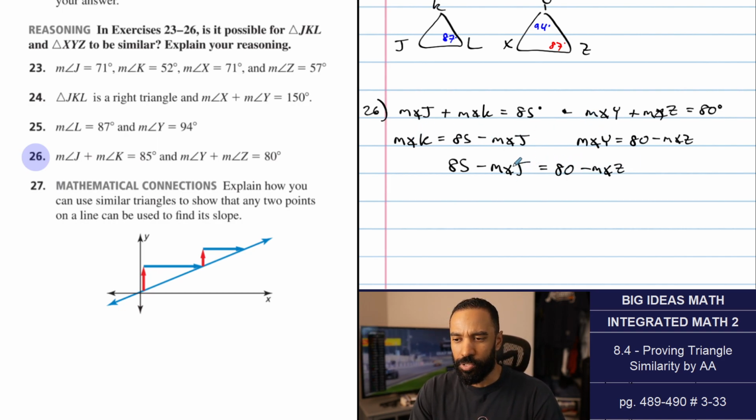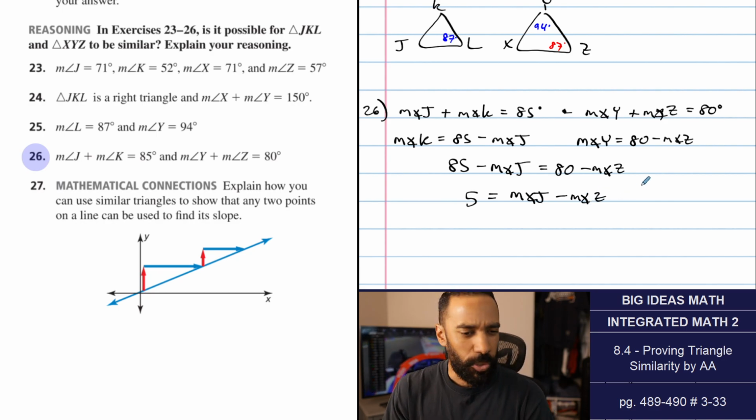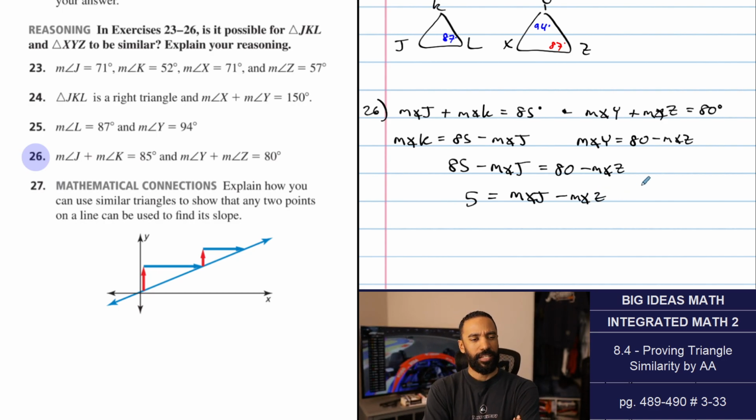So what happens if I do something like add these to both sides, or subtract these from both sides? I really just want to play with having these on the same side of the equation or something. If I subtract 80 over, then I get 5. And if I say add the measure of angle J over, measure of angle J minus measure of angle Z would have to be 5. Does that do anything for me? J and Z? Difference between J. Okay, I don't know if I did anything that mattered. Let's just go back to the thought.